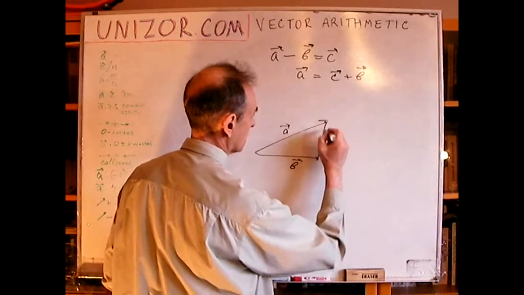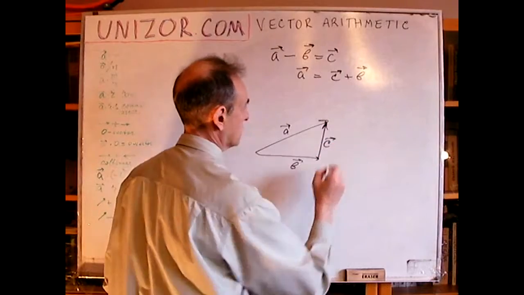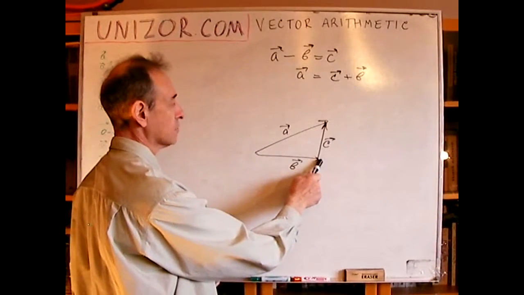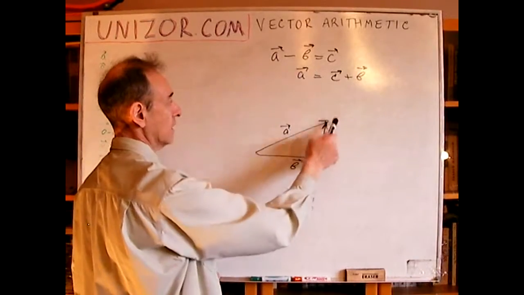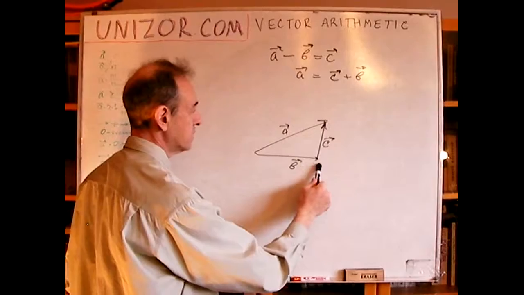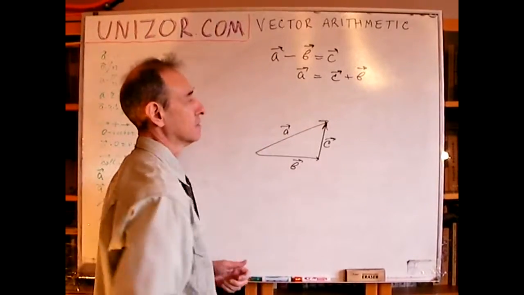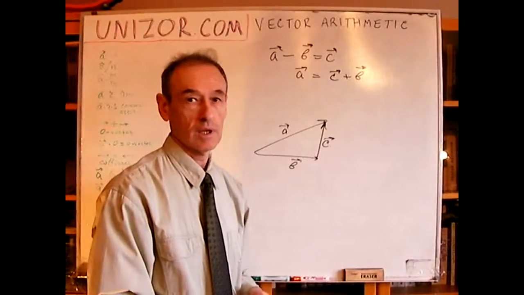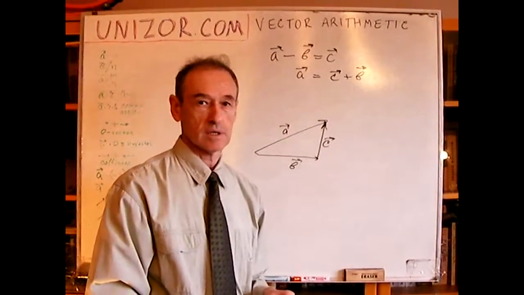Now, obviously, this is the vector. It starts from the endpoint of B and ends at the endpoint of A. And indeed, if I add B and C, I will get A. Right? Because that's how I define the addition. So subtraction is very easy, as I said.